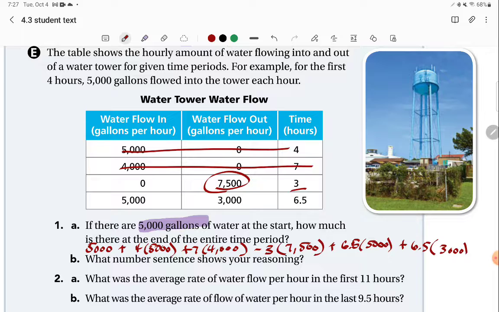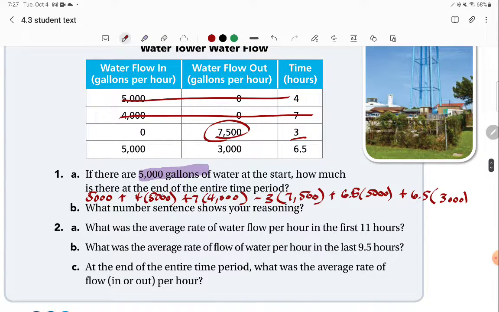Go ahead and set up and solve, and then answer the questions from there if you haven't done this already. Go ahead and try to answer the rest of these questions, and then come back and see how you did.